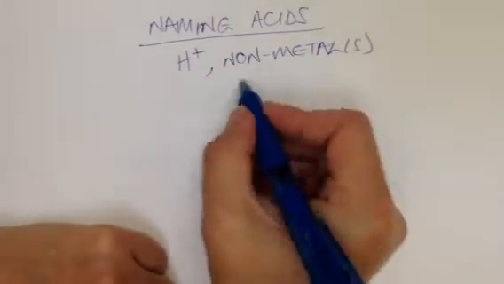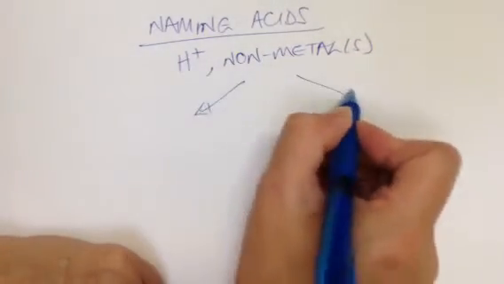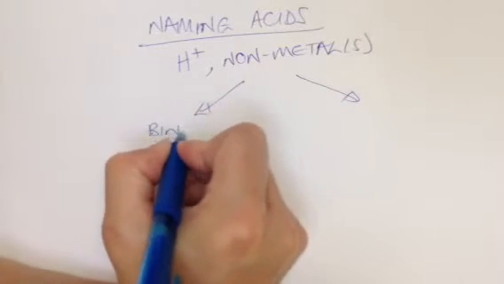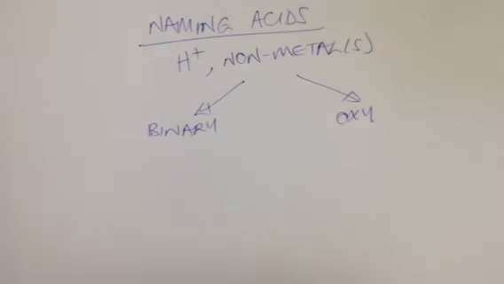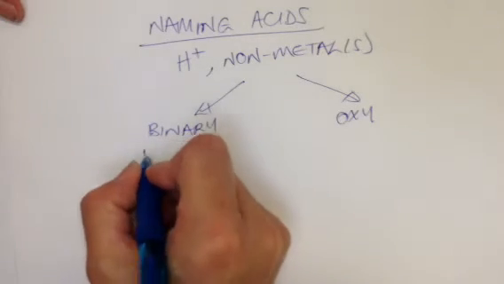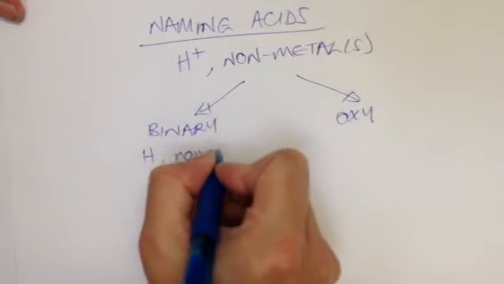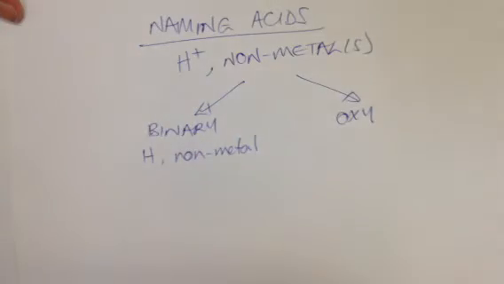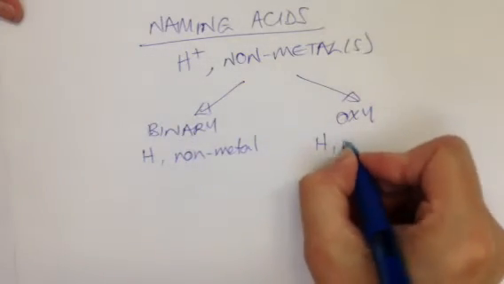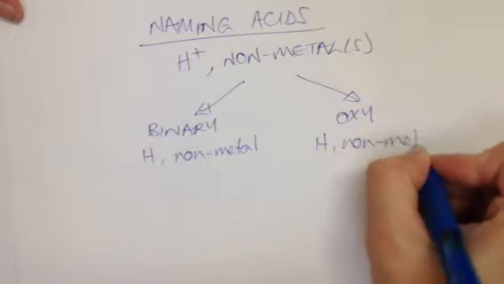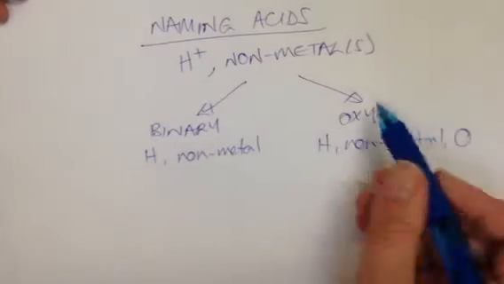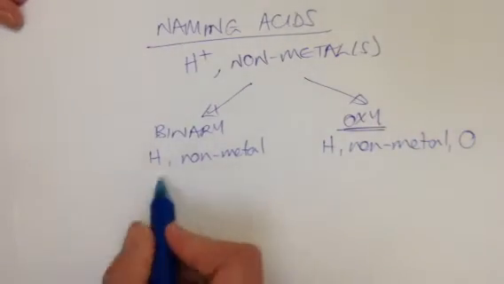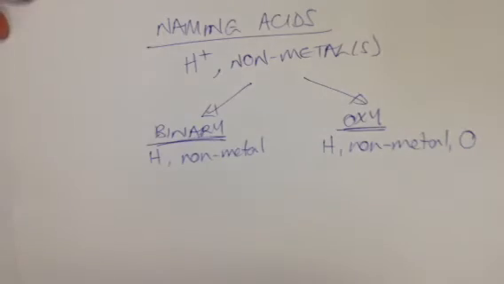Okay, so there's two main types of acids that we're going to learn to name. And they are binary acids and oxyacids. Okay, binary acids contain two things because that's what binary means. And the two things is just hydrogen and a nonmetal. Oxyacids contain hydrogen, a nonmetal, and oxygen. Okay, so if it contains oxygen, it's an oxyacid, which makes sense, right? If it doesn't contain oxygen, it's a binary acid.